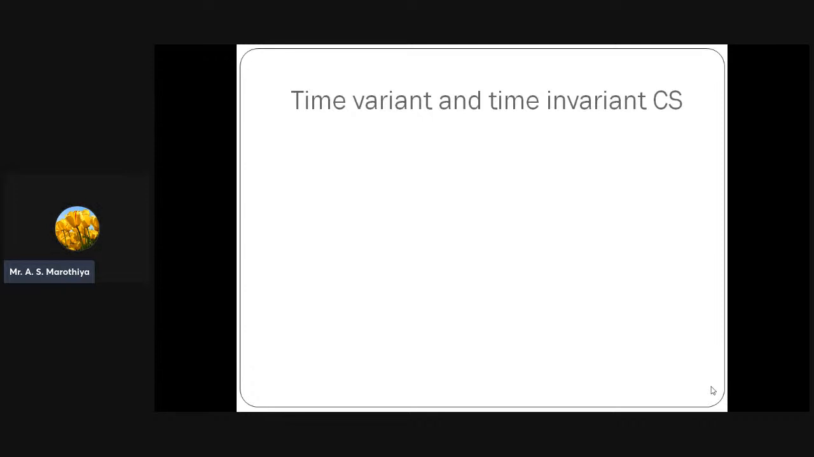That means if the parameters of a system vary with respect to time, that is called a time variant control system, even though the input and output are not functions of time. Whereas in a time invariant control system, the system parameters do not vary with respect to time, even though the input and output are functions of time.